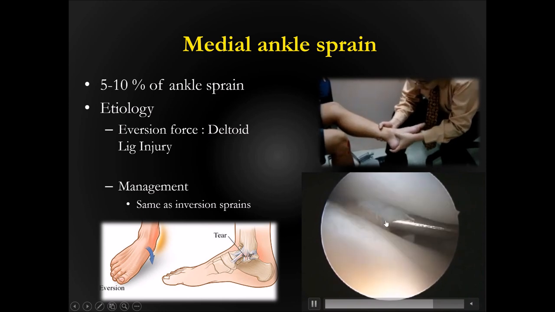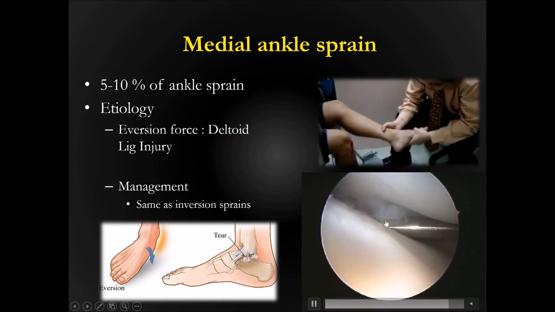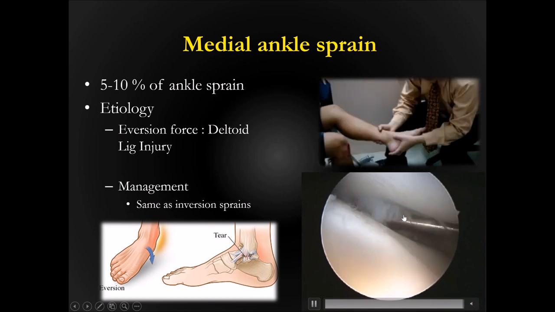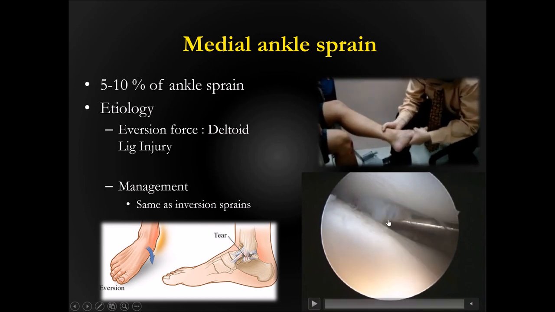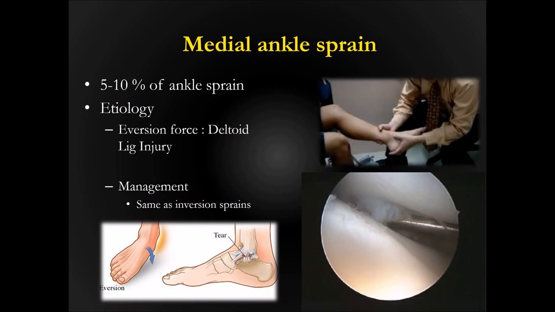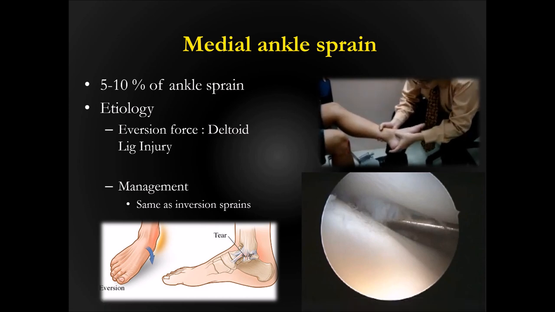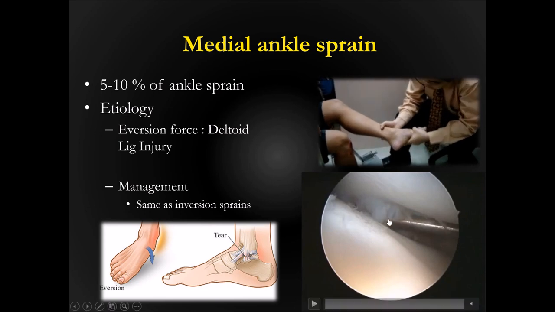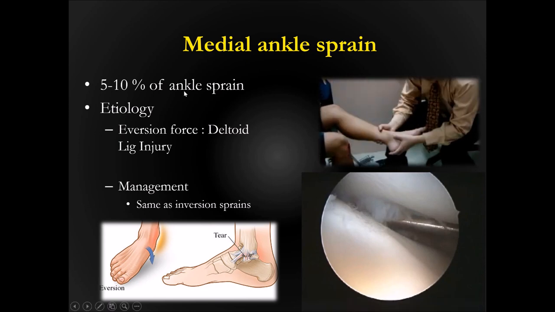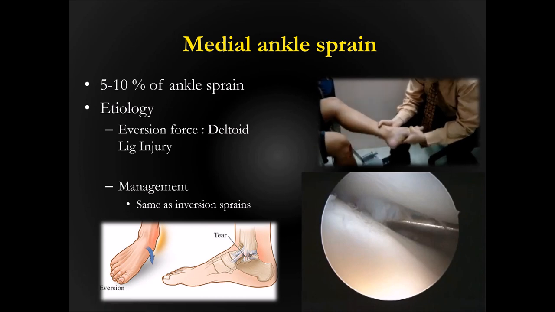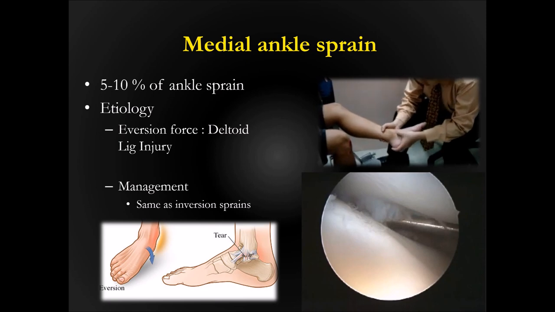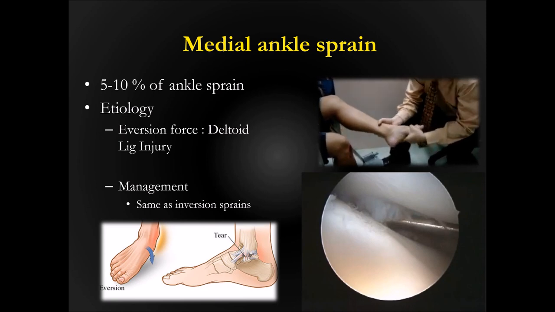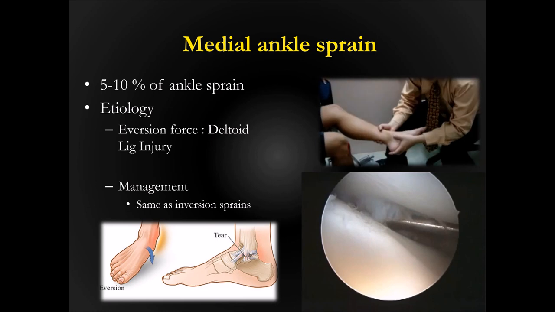Sometimes the deltoid ligament is flipped into the joint like the MCL. I told you, okay. So this patient has persistent pain, so we need to scope the ankle joint. We can go into every joint, right? Even the ankle joint, even though it's very small, we can go in and clean the joint, okay? So it's only 5 to 10% on the medial side, 90% on the lateral side, okay? And most of them are grade 1 or grade 2, and you can do conservative treatment, very successful.